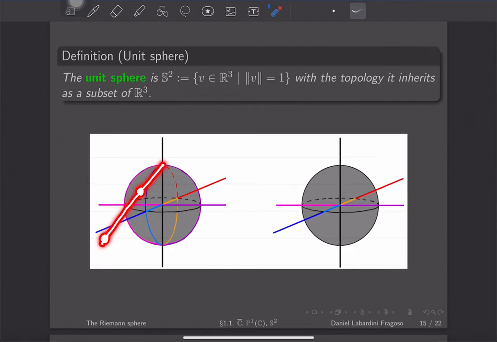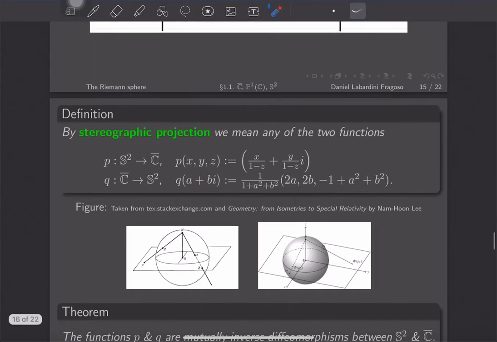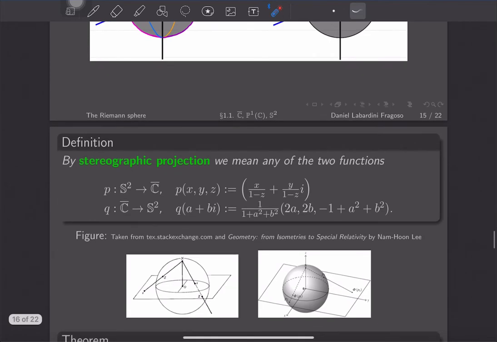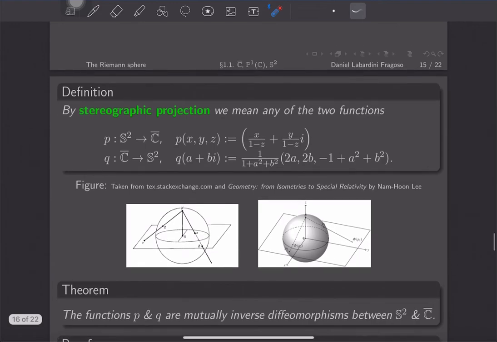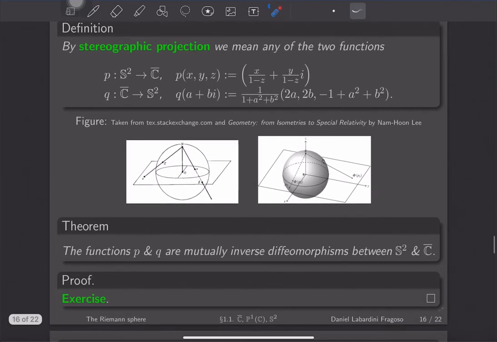And then, for instance, the south hemisphere corresponds under this projection to the unit circle here. And that's what we do, and we call that the stereographic projection. And it's actually very easy to find what the rules are, what the explicit formulas are.